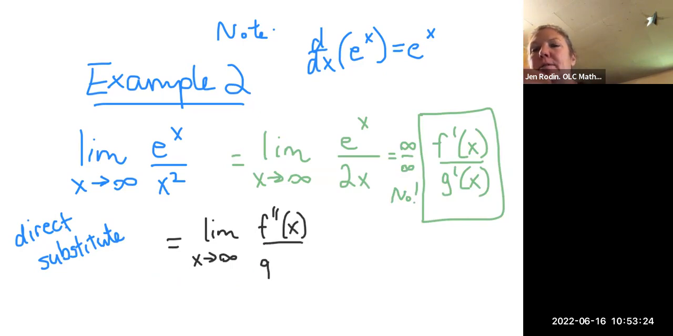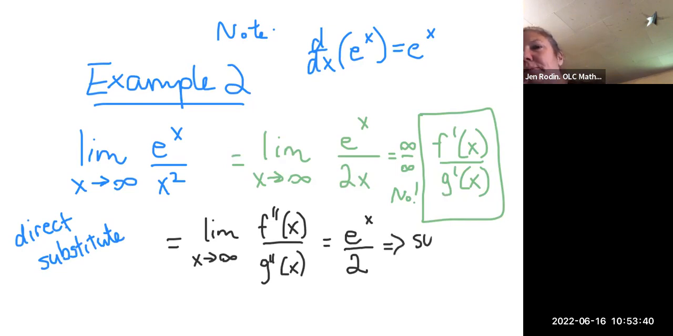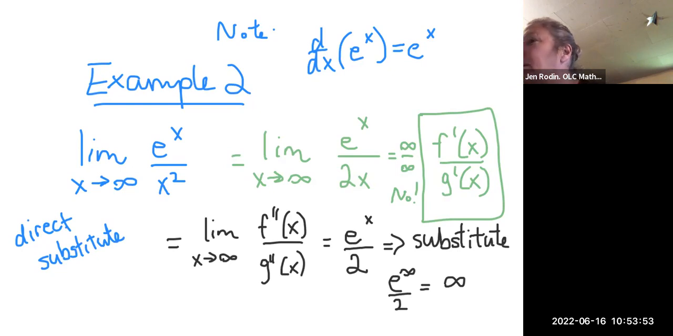And you could keep going forever, actually. It says the second derivative is e to the x still over 2. And then direct substitute, and you'll get e to the infinity over 2, which is infinity. Ta-da. So that's the answer.